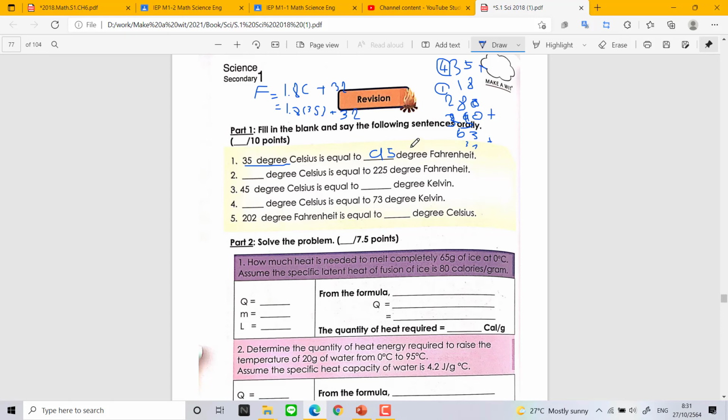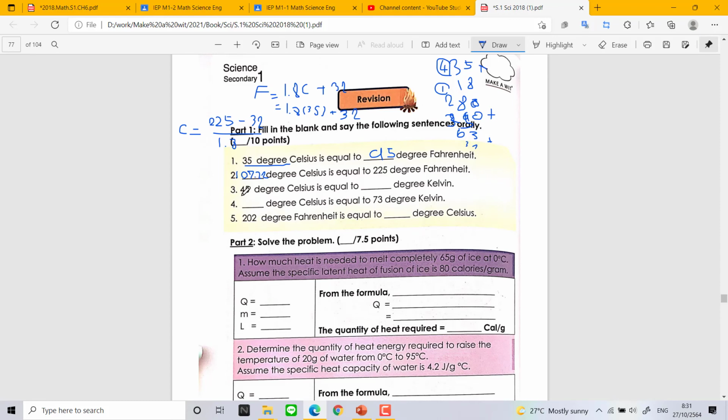Next one, number 2. How many degrees Celsius is equal to 225 degrees Fahrenheit? How can we change it? Celsius is equal to 225 minus 32, over 1.8. So it's going to be 107.22.